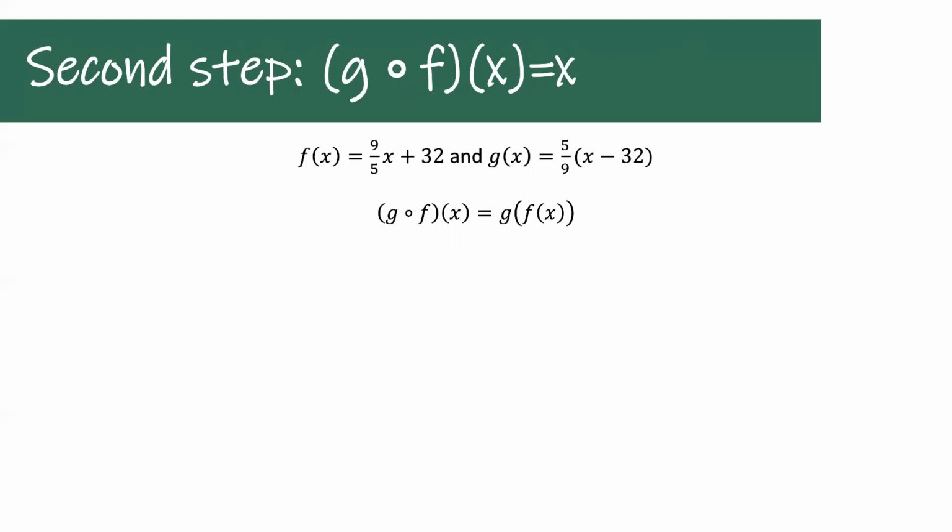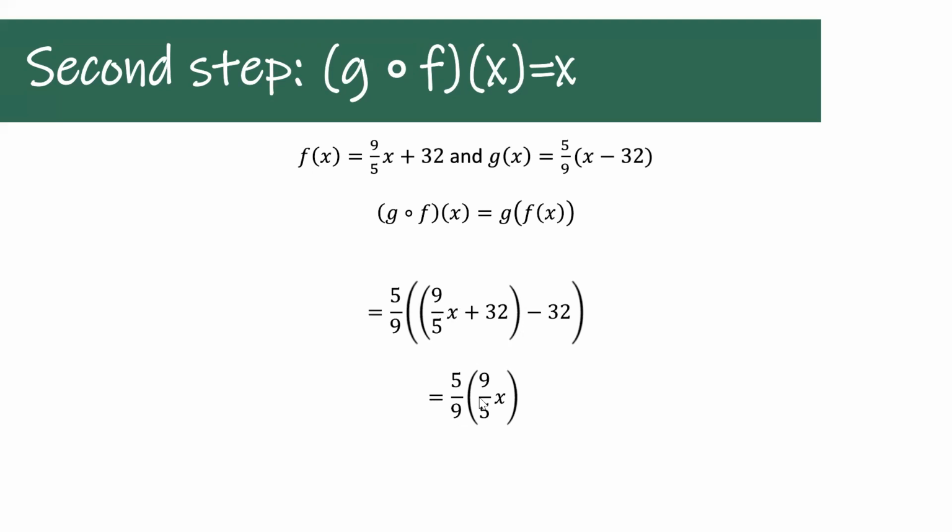So g of f of x, anywhere that we see x right here, this quantity of f of x is going to be plugged in. So again, it looks kind of ugly, but it isn't really that bad. We can work through it algebraically. And if we look here, this is 9/5 x plus 32 minus 32. That 9/5 right here does not distribute. So this whole thing in here simplifies just to 9/5 x.